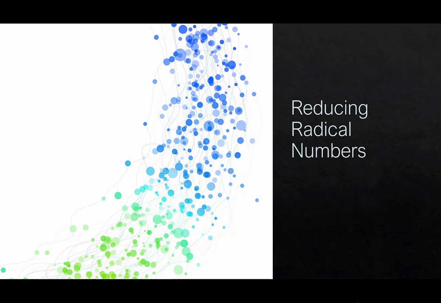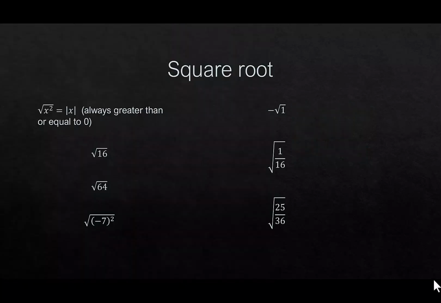Let's talk about reducing radical numbers. We're going to start with the square root. I want to remind you, when you take the square root of a number, you're always going to get a value greater than or equal to 0. We're still using the order of operations. I want you to think of the radical as being an exponent, and then anything under the radical is in parentheses. So my first one says the square root of 16.